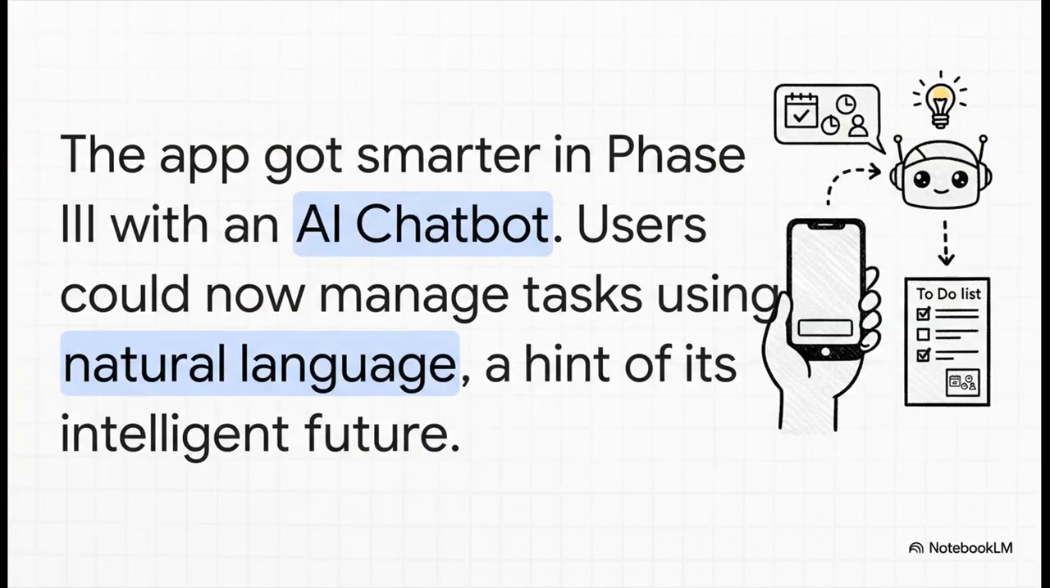Okay, so with users safely logged in, the app gets its first real brain upgrade in phase 3, an AI chatbot. So now, instead of clicking a bunch of buttons, you could just type something like, "Hey, add call the client tomorrow at 2 p.m. to my list." And boom, the app just understood. This was the very first glimpse of the powerful system it was about to become.